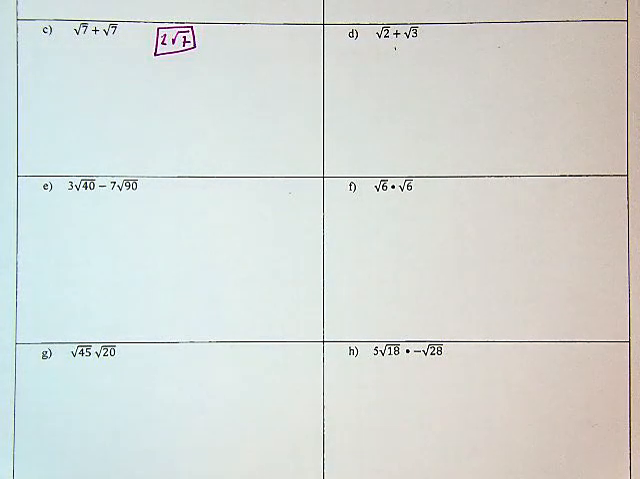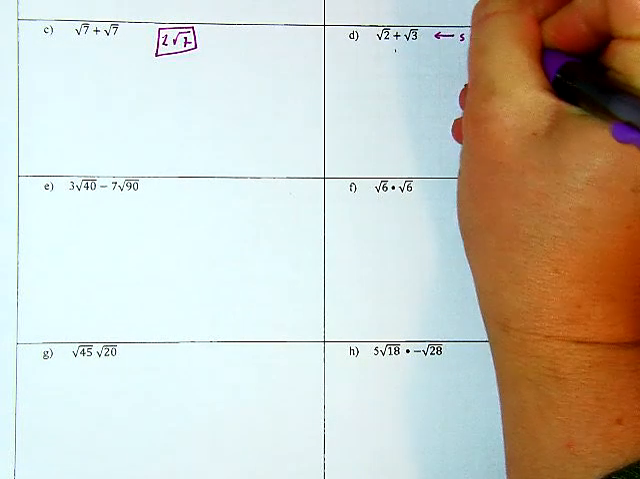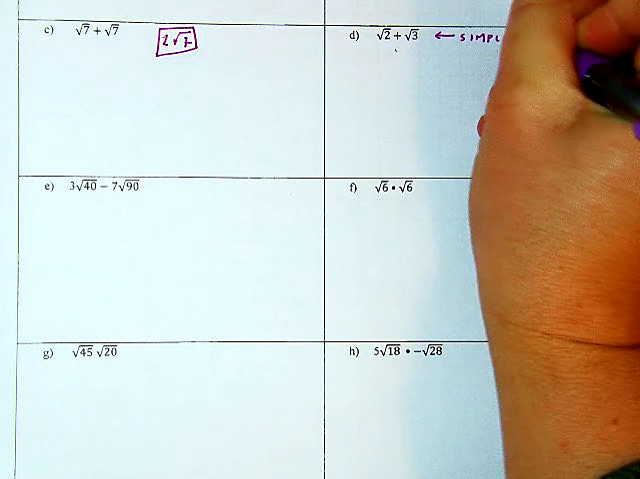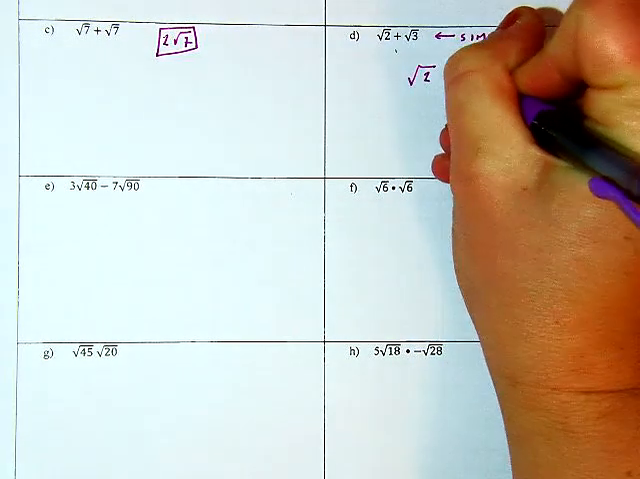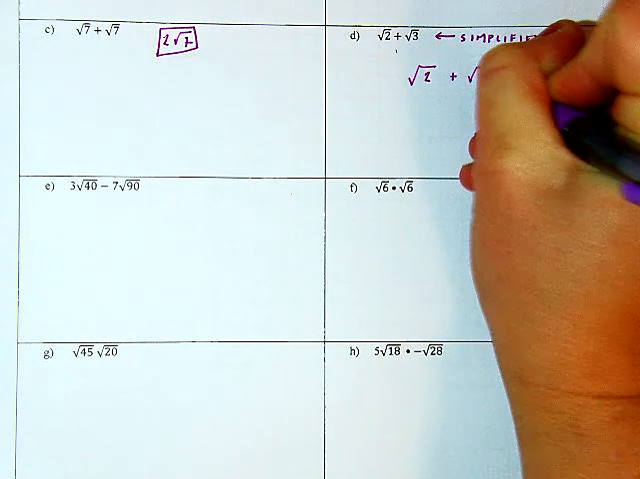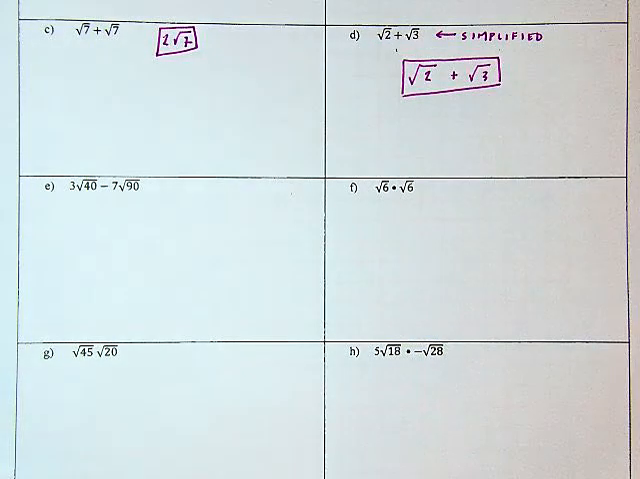For D, when I stare at that, square root of 2 plus square root of 3, right, they do not have the same radicand. One is a 2, one is a 3, and I can't simplify each individual component to make the radicands match. So we're actually done here. This is perfectly simplified. So my final answer just stays put, square root of 2 plus the square root of 3. There's nothing else I can do to simplify that any further.